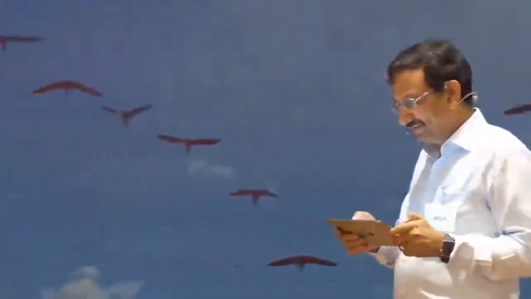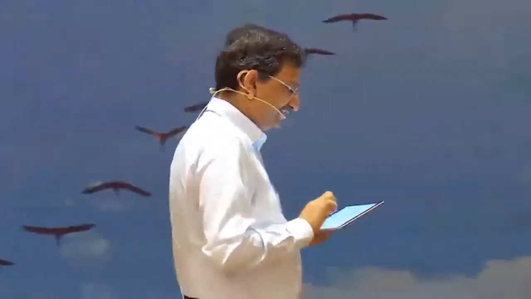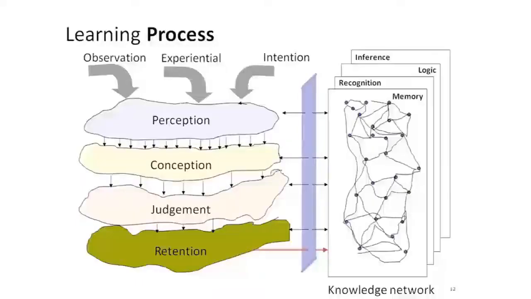So in the learning process, there are 4 elements which create a knowledge network. We have a repository of inferences, logic, recognition and memory. In memory, we have the data, then we recognize the pattern. Certain patterns we recognize, like when you listen to music, just by a small bit of the music you immediately recognize the full song.